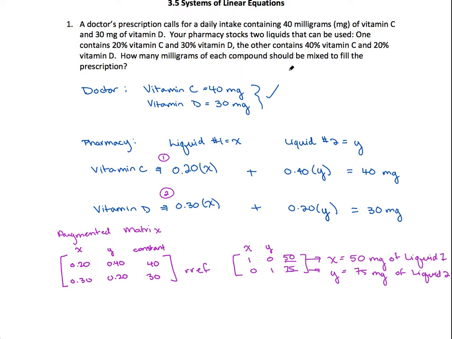So based on what we know about how much vitamin C and vitamin D is in each liquid, we're going to pull out 50 milligrams of liquid 1 and combine it with 75 milligrams of liquid 2 to fill a prescription that calls for 40 milligrams of vitamin C and 30 milligrams of vitamin D.